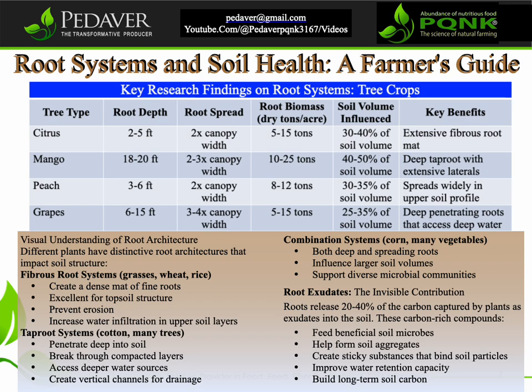Taproot systems, cotton, many trees: penetrate deep into soil, break through compacted layers, access deeper water sources, and create vertical channels for drainage. Combination systems, corn, many vegetables: both deep and spreading roots that influence larger soil volumes and support diverse microbial communities.